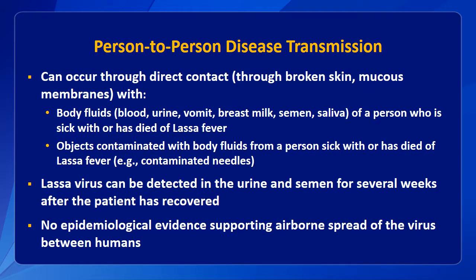Lassa virus can spread person to person through broken skin or mucous membranes, by direct contact with the body fluids of a person who is sick with or has died of Lassa fever, including blood, urine, vomit, breast milk, semen, and saliva. Transmission can also occur through direct contact with objects contaminated with the body fluids of a person sick with or who has died of Lassa, such as contaminated needles.